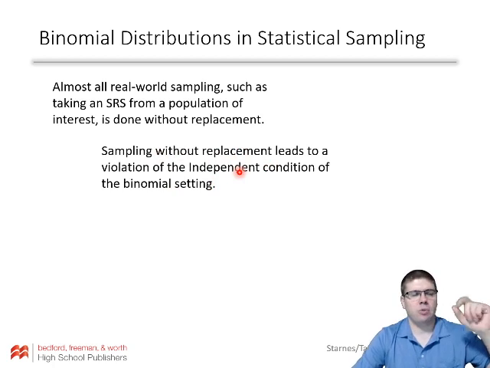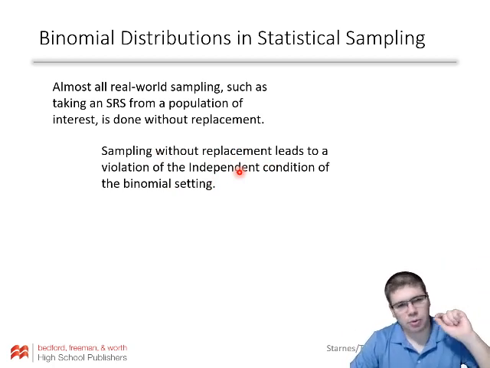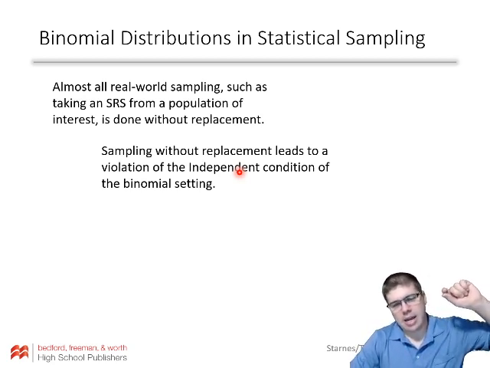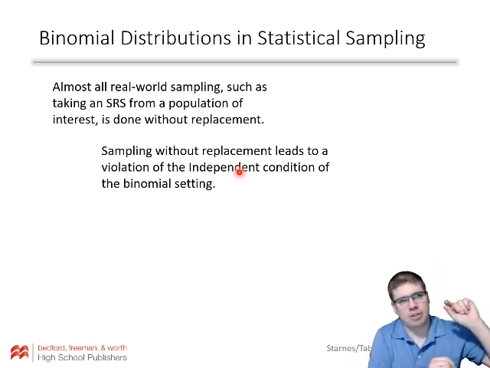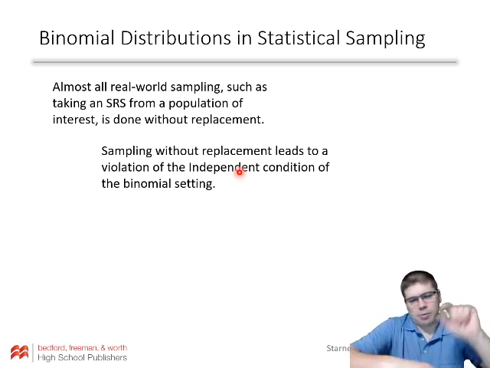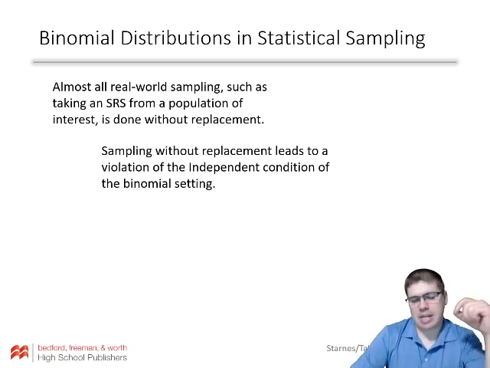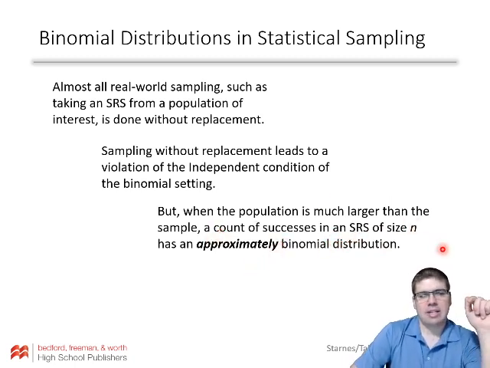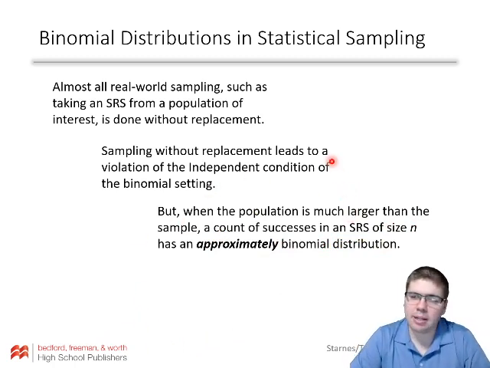Technically, as I remove individuals, say I'm interested in individuals with type O blood from our population, as I start to sample and remove individuals, the individuals remaining have a slightly different proportion with type O blood. If I've removed somebody with type O, it's a little lower. If I remove somebody that didn't, it's a little bit higher. But that change can be very insignificant. When the population is much larger than the sample, the number of successes in a simple random sample of size n is an approximately binomial distribution. Basically, it's approximately independent, right?